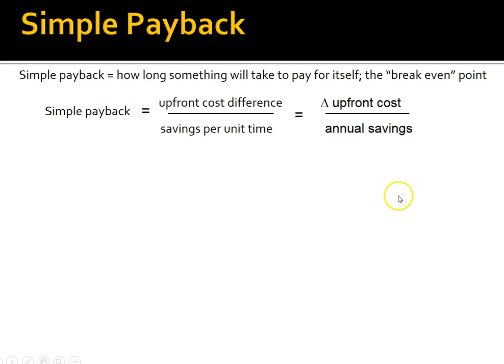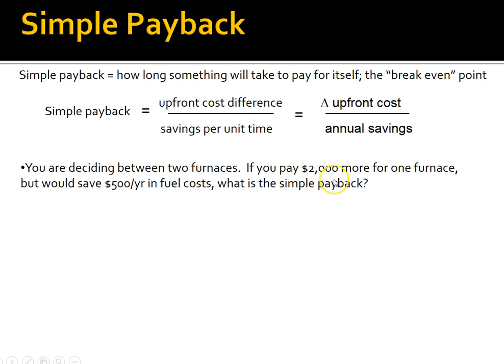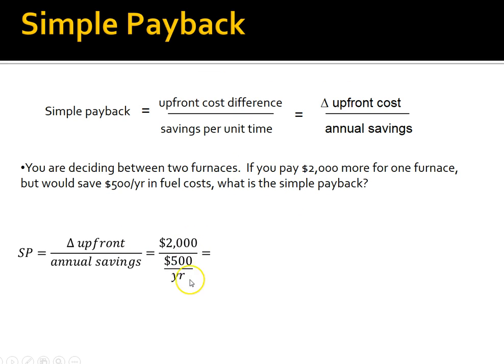So it's easiest just to go over an example. But just remember, you just need the upfront cost, you divide it by the annual savings, and that's your simple payback. So let's look at an example. Deciding between two furnaces, if I'm going to pay $2,000 more for one furnace, but I would save $500 per year because it's more efficient, what's the simple payback? Okay, so let's just go through the formula here. Again, difference in upfront cost divided by your annual savings. Okay, so in this case, the difference in upfront cost here is $2,000, and I'm going to save $500 a year. So you simply divide those two numbers, and you end up with 4 years.